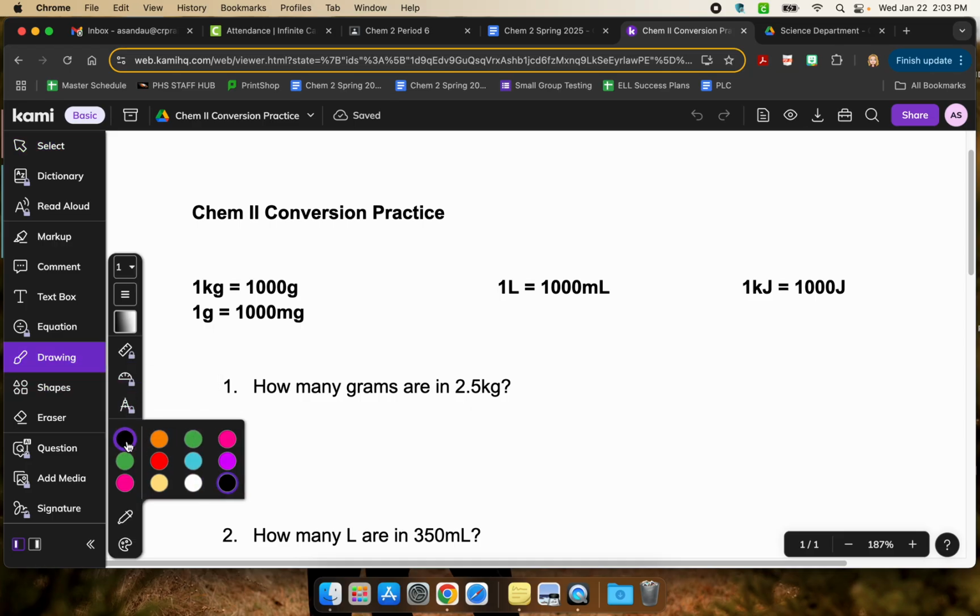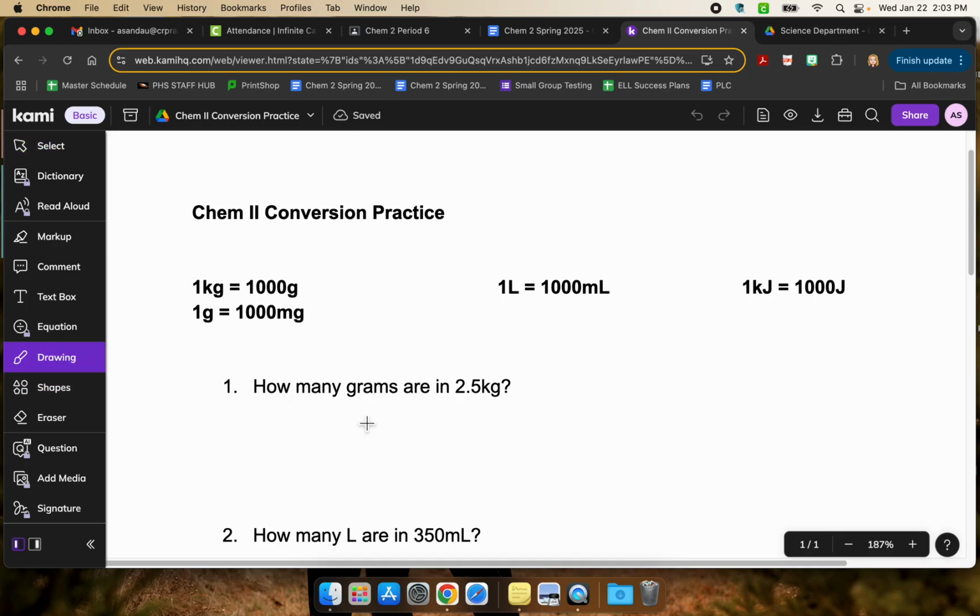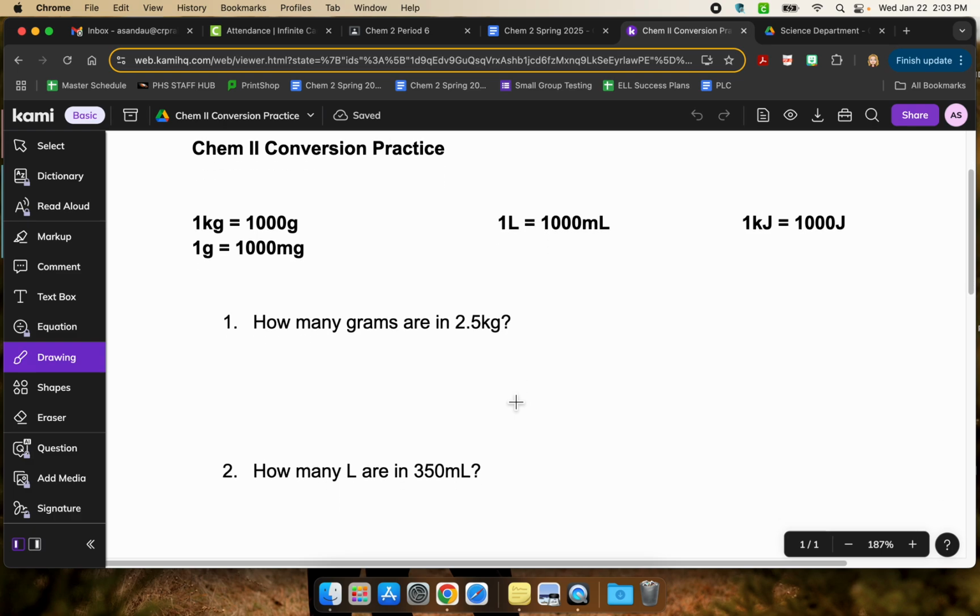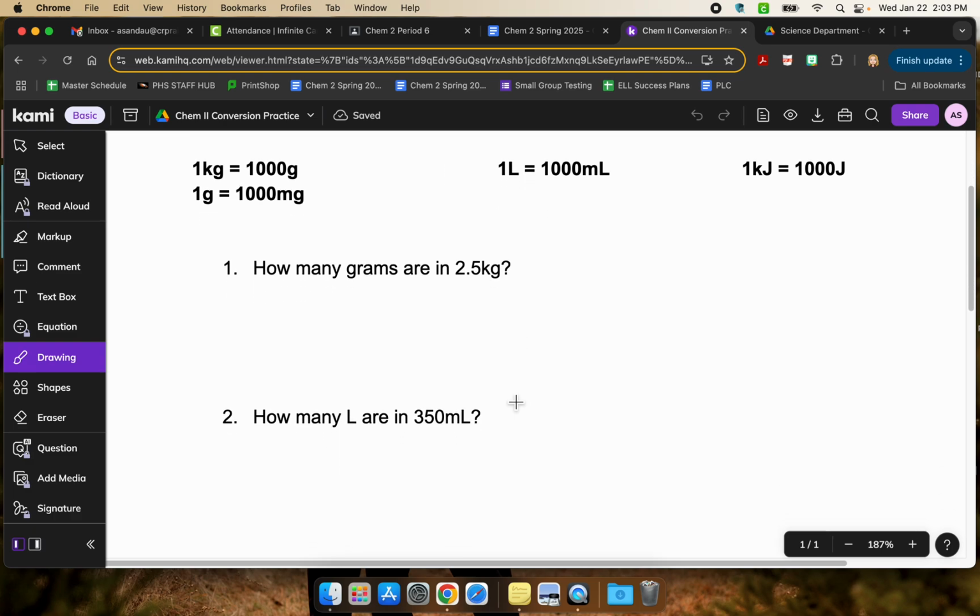So what we're going to do is I am going to show you guys how to set these up, and then hopefully you guys will be able to continue this on your own for the rest of the semester. It is really important that you remember how to do it in this format, because that is part of the standard, is understanding this format as well. So the first question we see here is how many grams are in 2.5 kilograms?